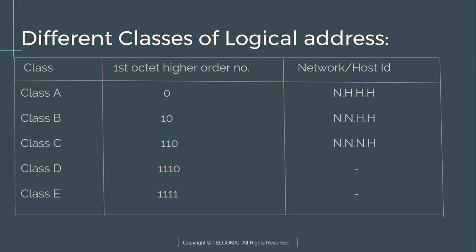For class D, the first octet higher order number is 1110, and for class E, the first octet higher order number is 1111. So these are the higher order numbers of each class and their network addresses, network IDs and host IDs.